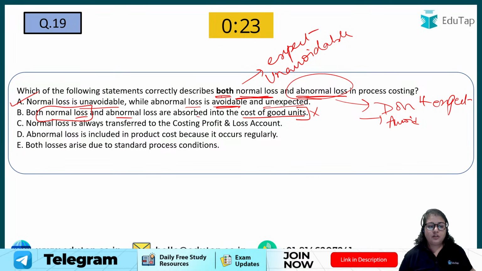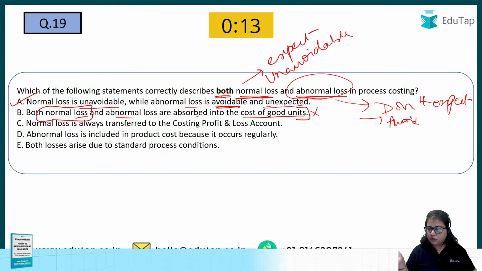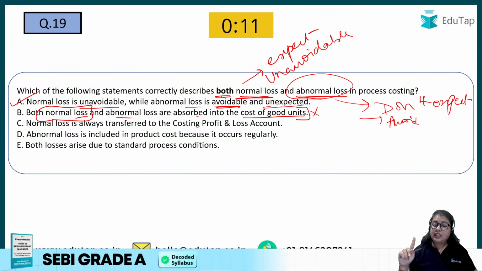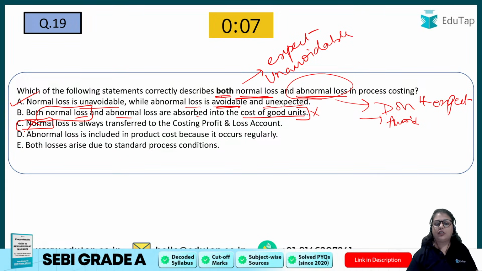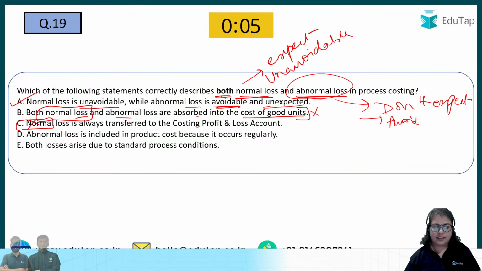Now C option, normal loss is always transferred to the costing profit and loss account. No, this is abnormal loss, because we do not charge it to our good units. So we will transfer the abnormal loss. Okay, not normal, abnormal loss is transferred to the costing profit and loss account.